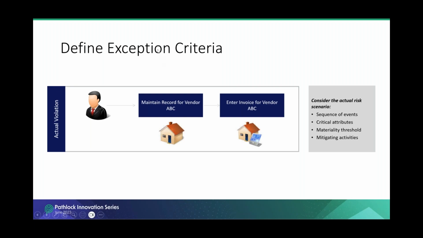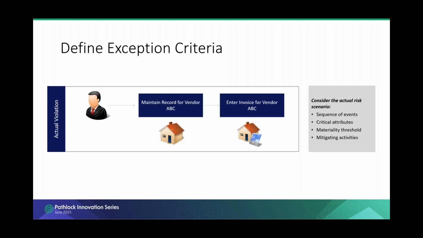So an actual violation of an SOD would be where someone has actually carried out the specific risk scenario that's presented by the defined segregation of duties, in the previous example. So if we're looking at a different user, specifically, what did they do with this access? We'd be looking for instances of where they actually maintained a record for a specific vendor, ABC here, for example, and entered an invoice for that vendor ABC. So we're considering the sequence of when this happens, right?